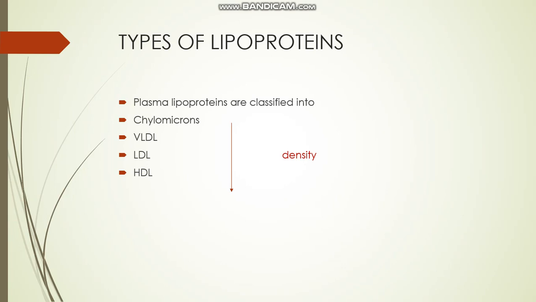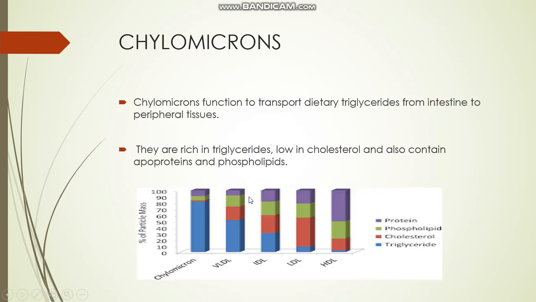So what are chylomicrons? Chylomicrons are lipoproteins. Lipoproteins themselves are classified into four types: chylomicrons, VLDLs, LDLs, and HDLs. And as you can see from this arrow, the density increases as we go down. Chylomicrons are basically transporters of dietary triglycerides from the intestine to the peripheral tissues. These chylomicrons are rich in triglycerides, low in cholesterol, and also contain apoproteins and phospholipids.